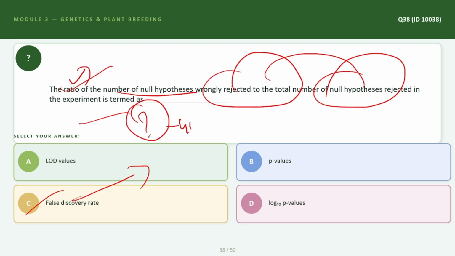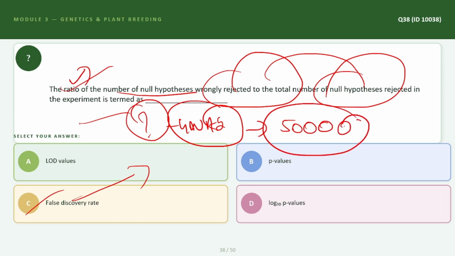In the GWAS analysis, genome-wide association analysis, we are dealing with, for example, 50,000 SNP markers. See the number of tests you are doing. For each marker, you are deriving a hypothesis. The alternate hypothesis is that this marker is associated with your trait, and the null hypothesis is that this marker is not associated with your trait. So for every marker, you are deriving a hypothesis.